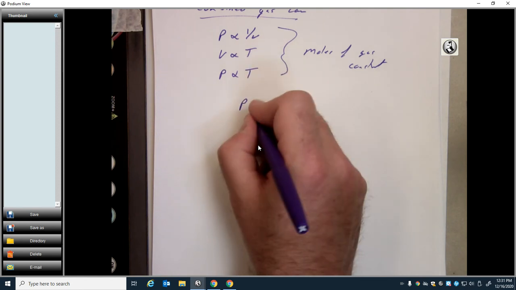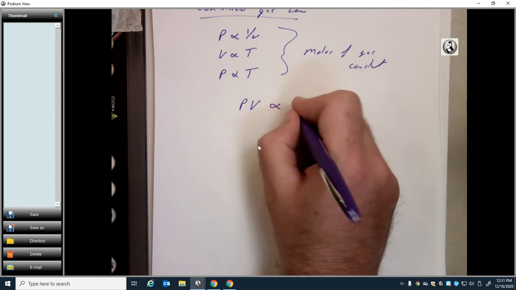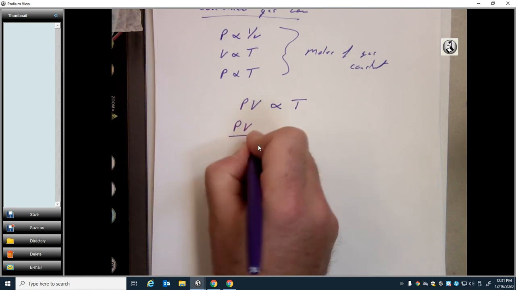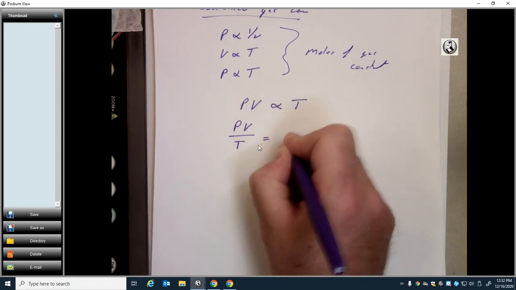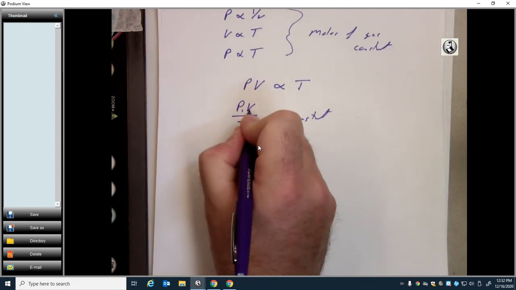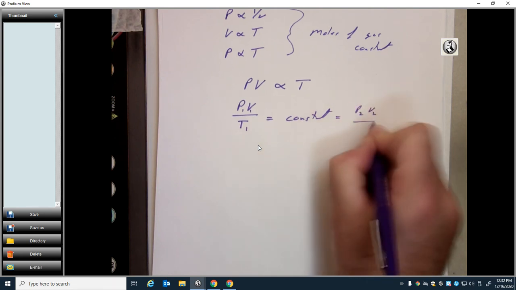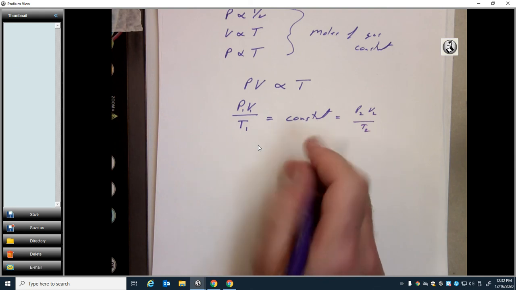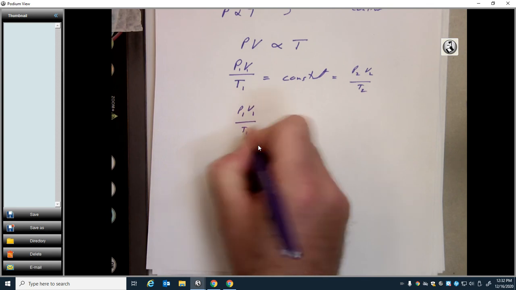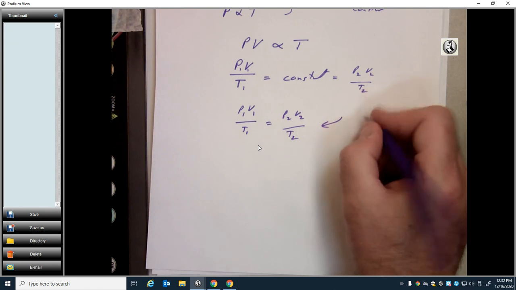So pressure times volume is actually in a direct relationship with temperature. So that means P times V over T is equal to a constant. So if I have P1 V1 over T1 equaling a constant, P2 V2 over T2 has to equal the same constant. So that means we can say P1 V1 over T1 equals P2 V2 over T2. And this is what's called the combined gas law.